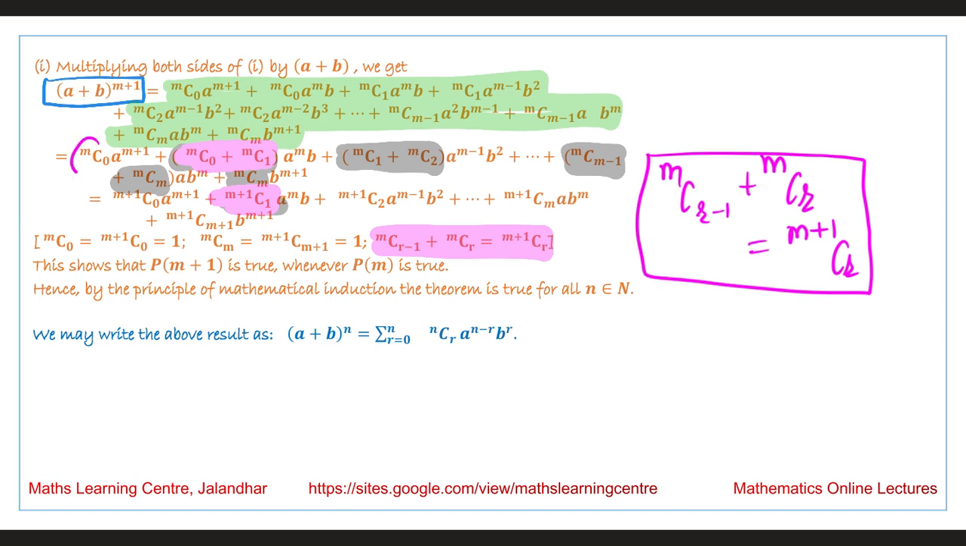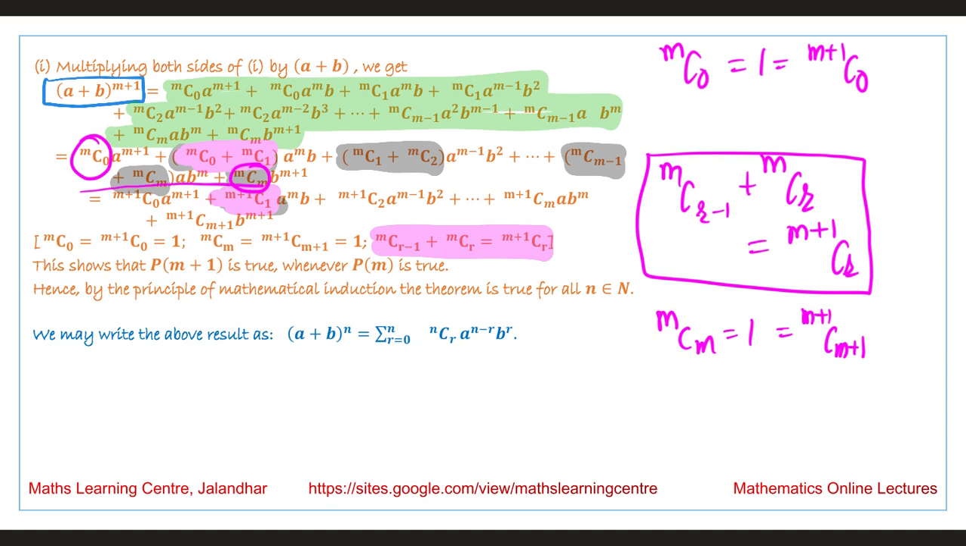Now for this first term mC0, we can also write mC0 is equal to 1, that is equal to (m+1)C0. And for this last term, mCm is equal to 1, which is equal to (m+1)C(m+1). So we will obtain the expression in this form.